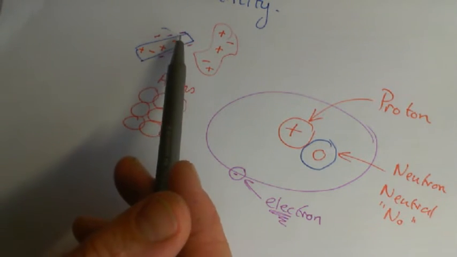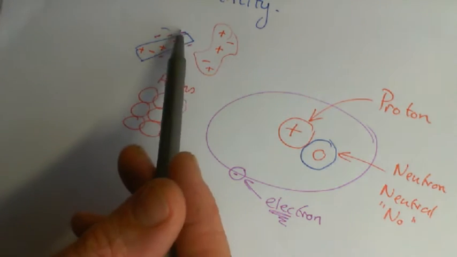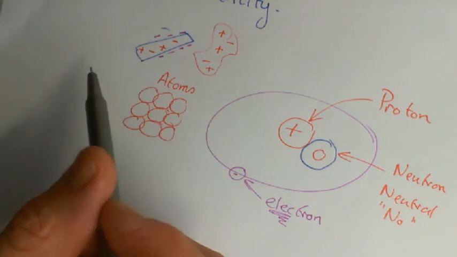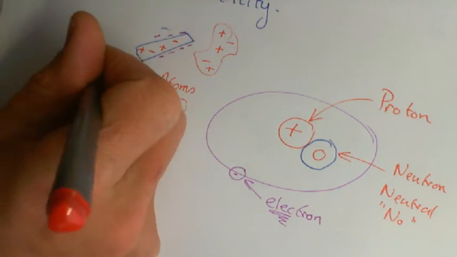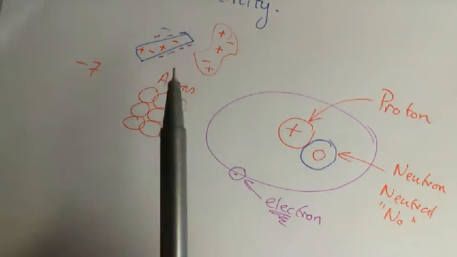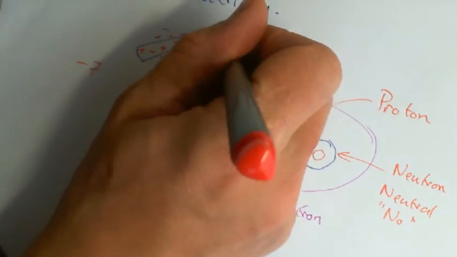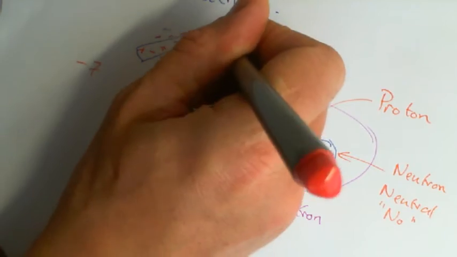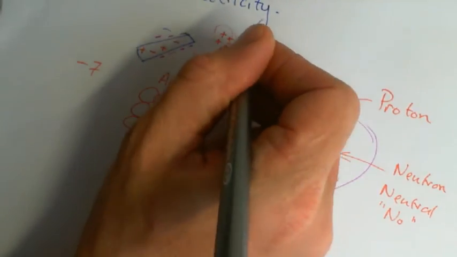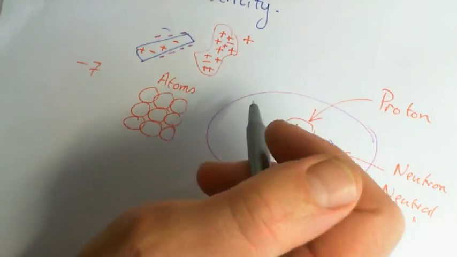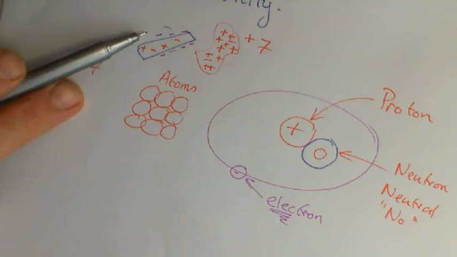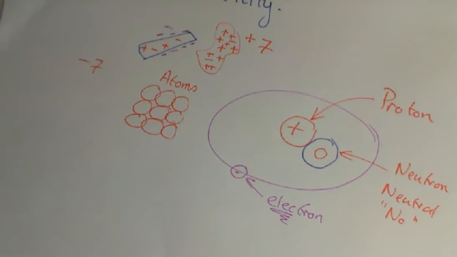Well, if you look, I've now got 1, 2, 3, 4, 5, 6, 7, 8, 9. Now I've got 9 bits of negative and only 2 bits of positive. So now I'm going to have a -7 charge on there, just for example. And here I've lost 7 electrons, so I'm going to have a +7 charge, because I've given 7 bits of negative to the rod, whereas my positive stay.